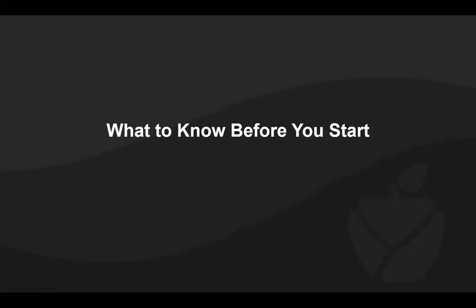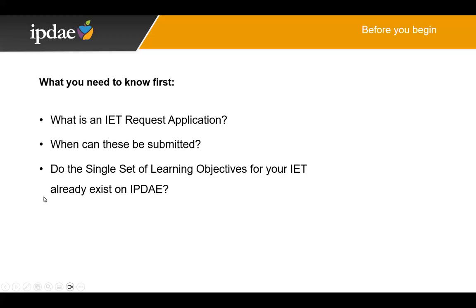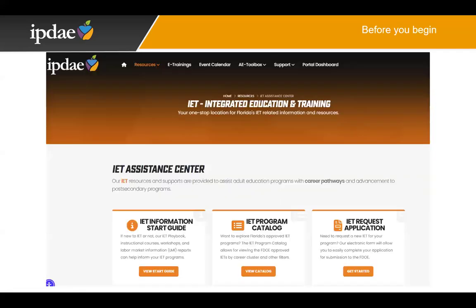Okay, so let's take a look at what you need to know before you even start gathering your information. So these will be the questions I'll be answering about what you need to know before you start. So you'll need to know, what is an IET request application and where can it be found? When can these be submitted? And do the single set of learning objectives for your IET already exist on IPDAE? That's a big help.